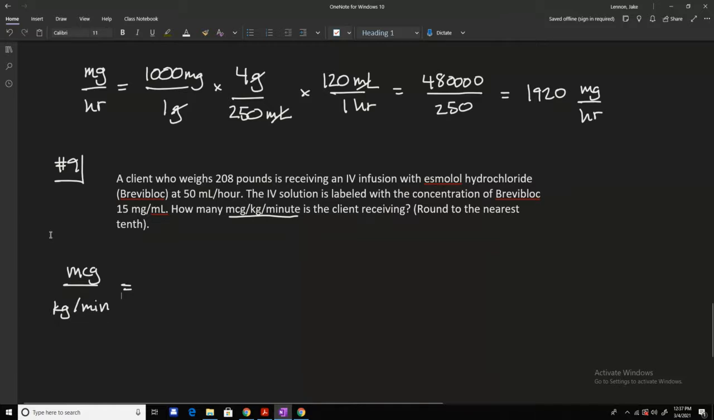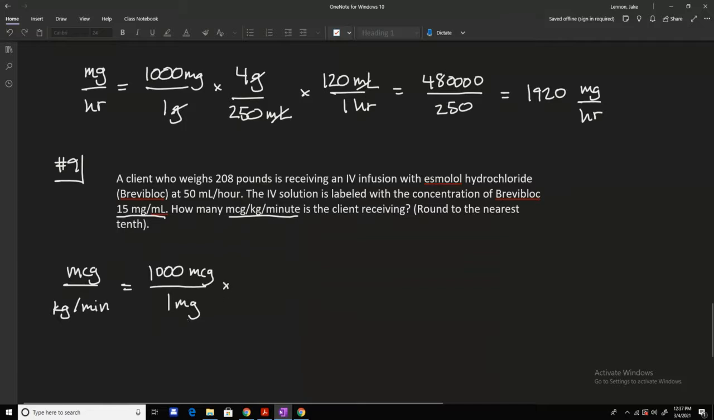Okay, so let's see how I did. Again, I want to start with the thing on top, micrograms. So I'm looking for either milligrams or micrograms or grams. So I see 15 milligrams here. So I want to start by using my microgram to milligram conversion. Remember, micrograms is the smallest, so that means there are 1,000 micrograms per 1 milligram.